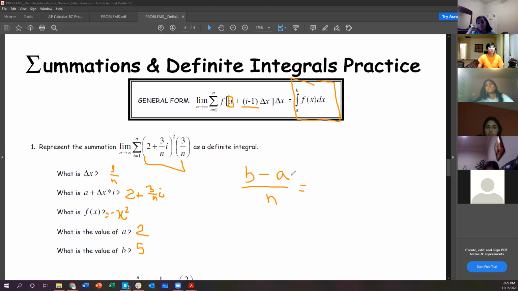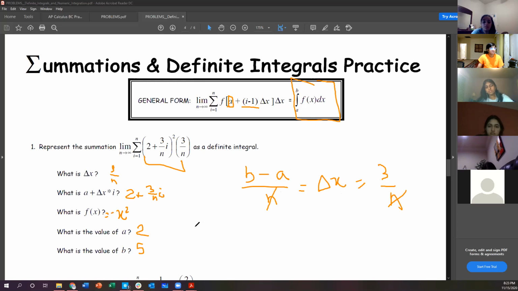Yes. Okay. And once again, I'll say this out loud for my sake as well. What we're doing here is finding delta x using the fact that we're taking B minus A and dividing it by n intervals. That's what delta x is. We found delta x is 3 over n. So if you solve this, the n's will go away. You'll have B minus A equals 3. We knew that A was 2, so B minus 2 is 3. That means B is 5.